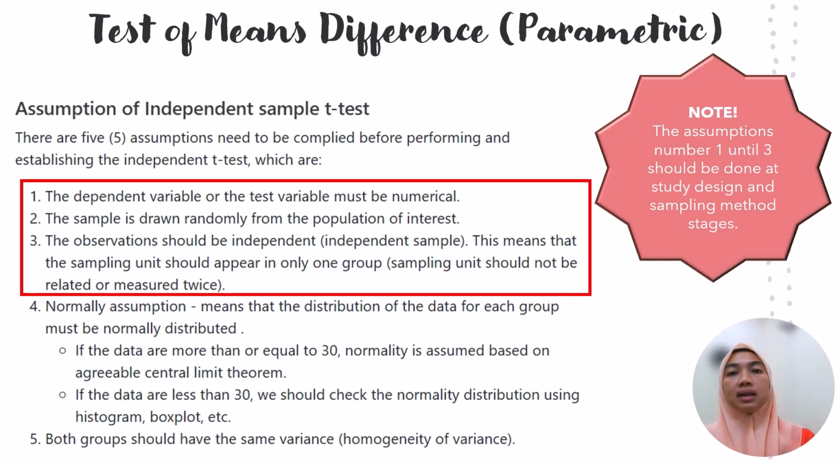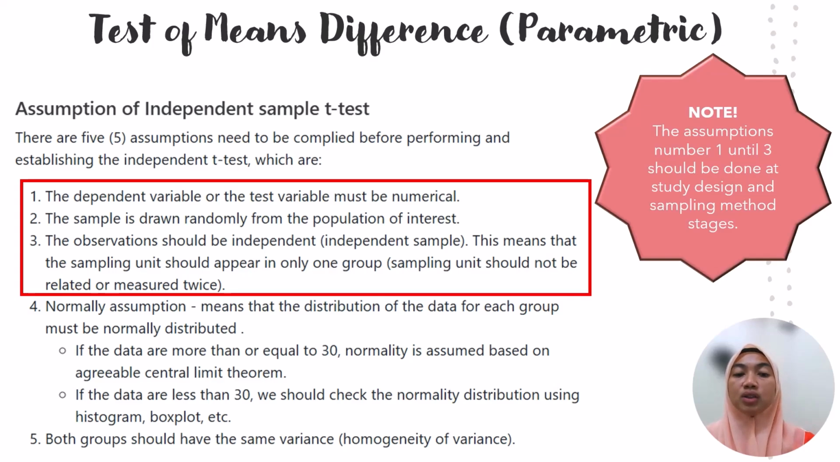Before we go further, we need to know the assumptions of the independent sample t-test. There are five assumptions that need to be met before we perform our independent t-test. The first one is that the test variable must be numerical. The second, the sample is drawn randomly from the populations of interest. The third, the observations should be independent, which means that the sampling unit should appear in only one group.